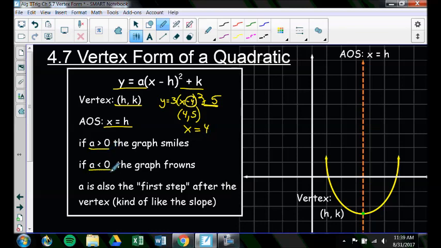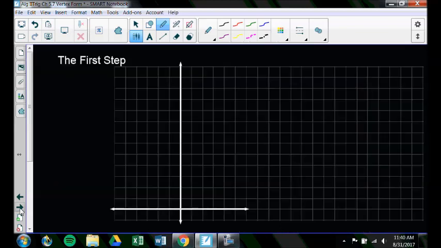That stuff hasn't changed. And I'm going to talk about one of my favorite tricks when it comes to graphing quadratics. I call it the first step. You can use a to take your first step from the vertex. Let me show you what I mean. I'm going to just make up some quadratic here. Before I make up some quadratic, I'm going to graph the parent function. The parent function is y equals x squared.